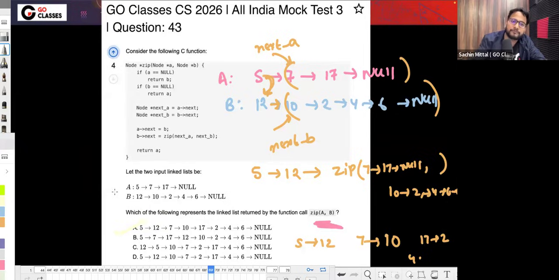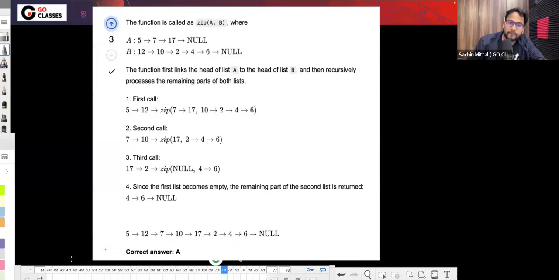So 5 12 will get called, and then whatever it returns, the 12 will point to that. It will return the pointer to the first linked list, because it is returning A, the pointer to the head of the first linked list, which means it will return the pointer to 7. So 12 will start pointing to 7, and 7 will point to 10. After this call 7 will point to 10. So this is how it is happening at the return time. At the return time, 2 will start pointing to 4.